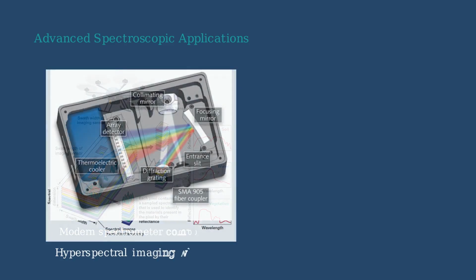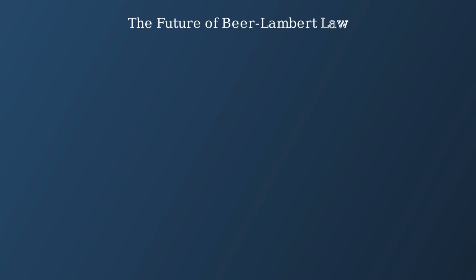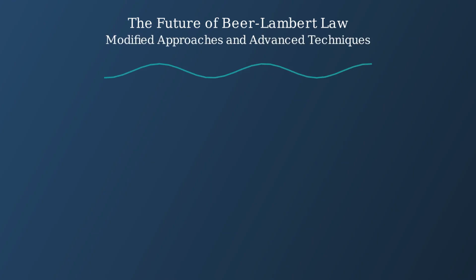Advanced spectroscopic applications expand the utility of the Beer-Lambert law across diverse fields. Hyperspectral imaging from drones uses Beer-Lambert principles to analyze surface reflectance, while modern spectrometers provide increasingly accurate measurements. Machine learning models extend the traditional Beer-Lambert equation by incorporating complex spectral features, allowing for more accurate analysis even when traditional limitations are present. The Beer-Lambert law continues to evolve with new modifications and techniques to address its limitations.